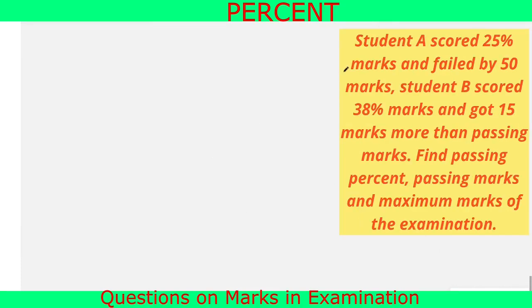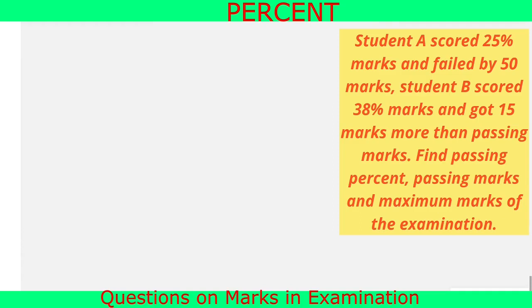We go to the next question. Student A scored 25% marks and failed by 50 marks. Student B scored 38% marks and got 15 marks more than passing marks. Find passing percent, passing marks and maximum marks of the examination.